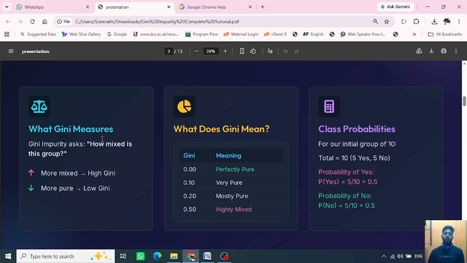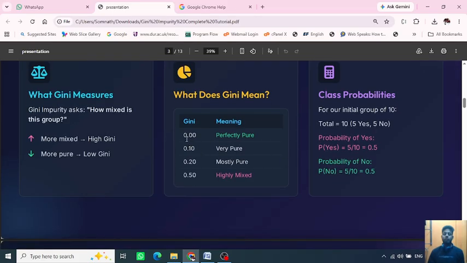So again, let me explain what the Gini method is. Gini impurity asks how mixed this group is. The more mixed, the higher the Gini, and the more pure, the lower the Gini. So what does the Gini value mean? If the Gini is 0.00, that means it's perfectly pure. 0.10 means very pure, 0.20 mostly pure, and 0.5 highly mixed.